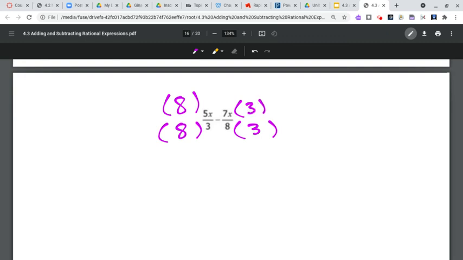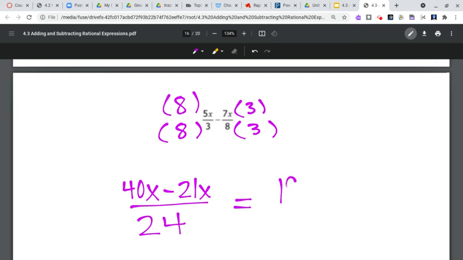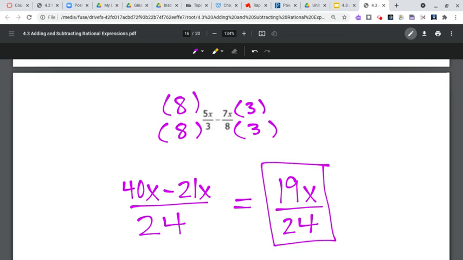which is going to give us a common denominator of 24, 8 times 3. And then at the top, I have 8 times 5 is 40x minus 7x times 3, which is 21x, which is going to give us 19x over 24. I can't simplify. Final answer is here.